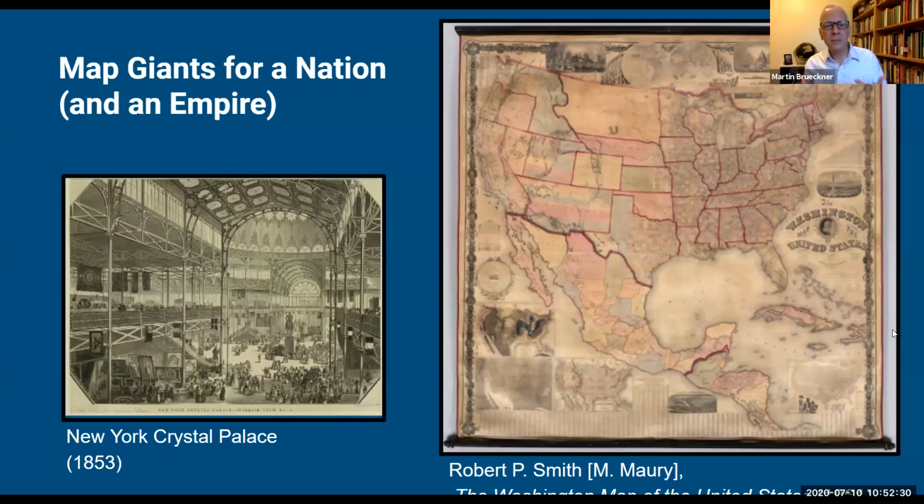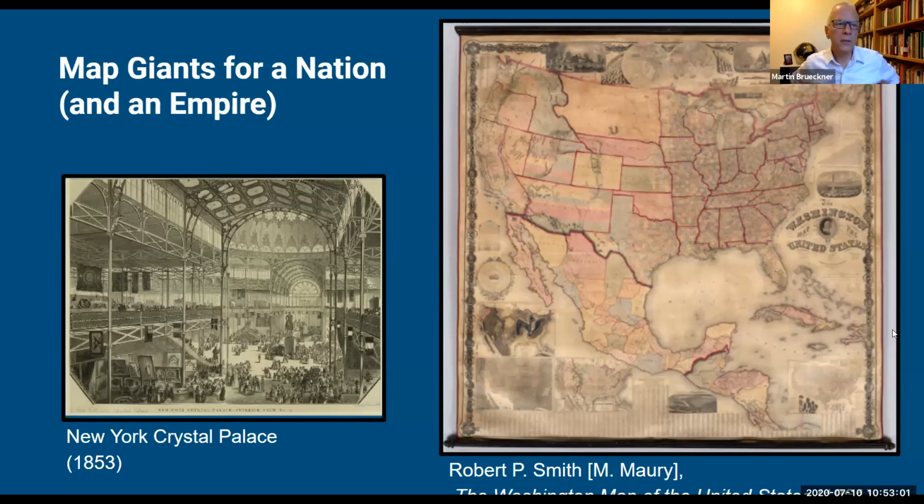To give you a sense, people would have come to this exhibition, and maps were regular contributions to exhibitions, whether they were manufacturing exhibitions or school exhibitions. People apparently were devoted to seeing wall maps. So on display were mostly wall maps. I've chosen one example just to give you a sense of how we would have interacted with these maps. This map is by Robert P. Smith, the Washington map of the United States.